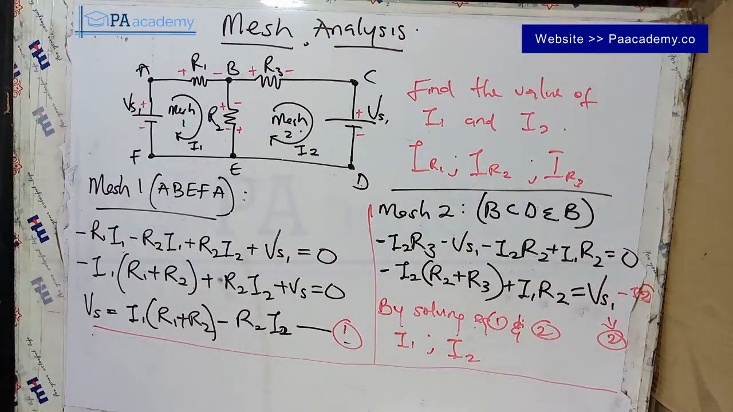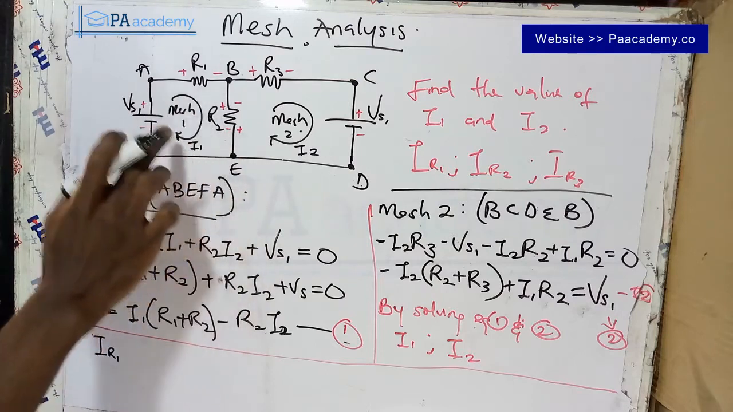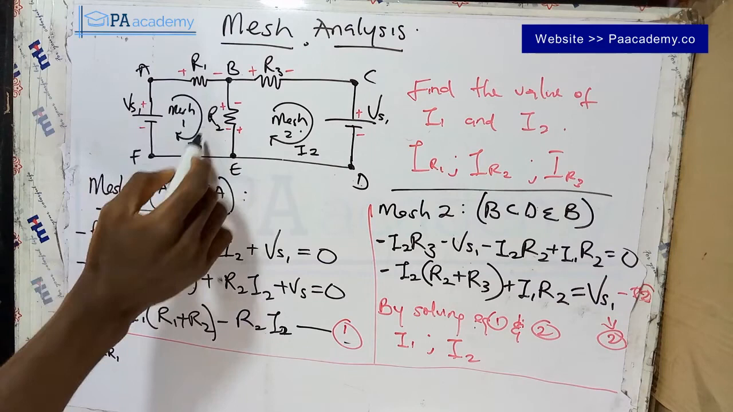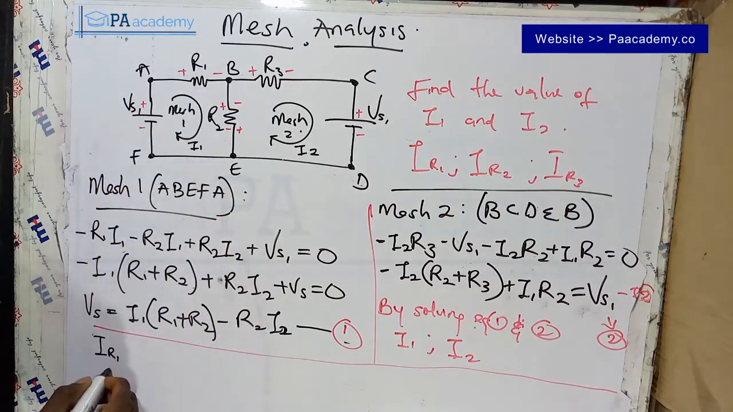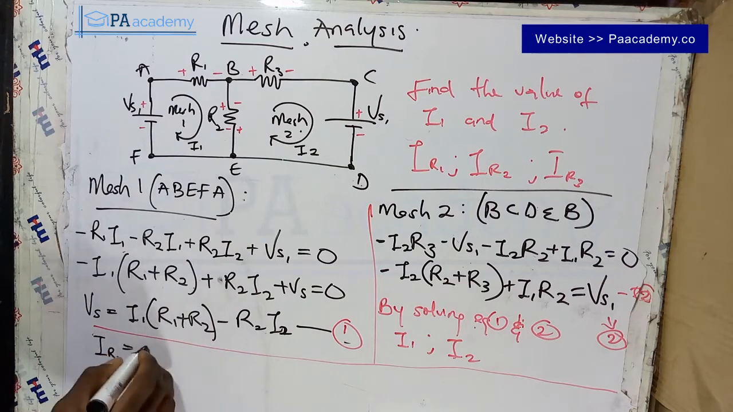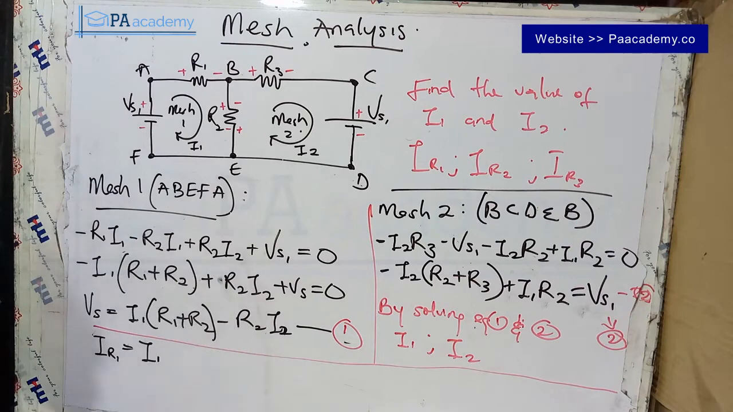So let's start with I1. Let's say we want to calculate the current that is flowing through the R1 resistor. Now from what we are having here, the current that is flowing through R1 is I1. So don't worry, when we start to look at a real example using numbers, you are going to have a clear understanding, but this is just basically the concept behind mesh analysis. So that's for I1 and IR1.